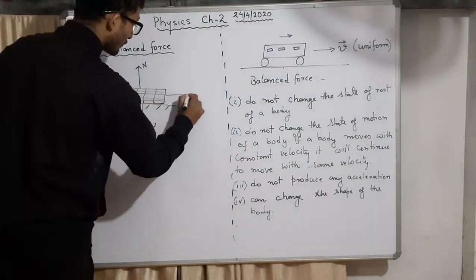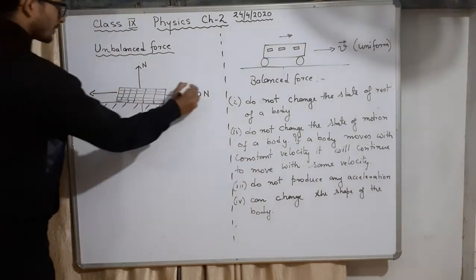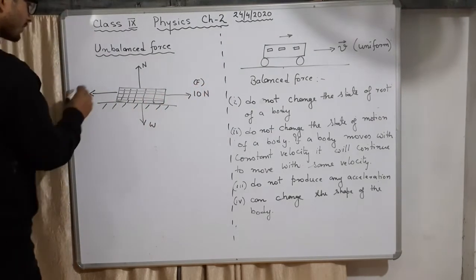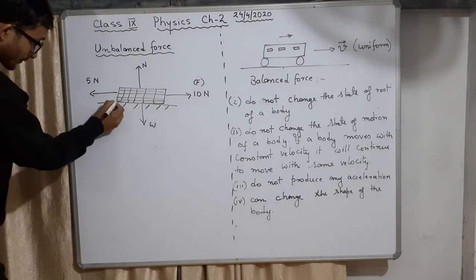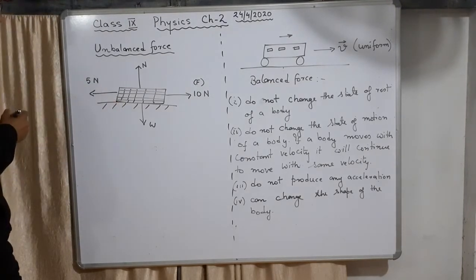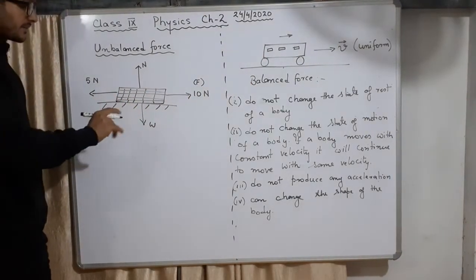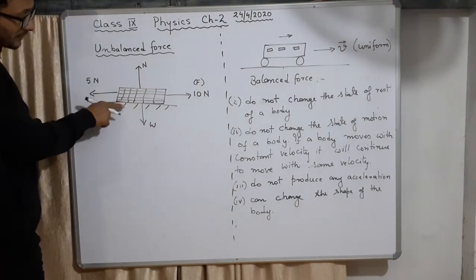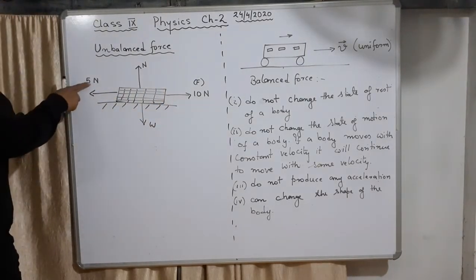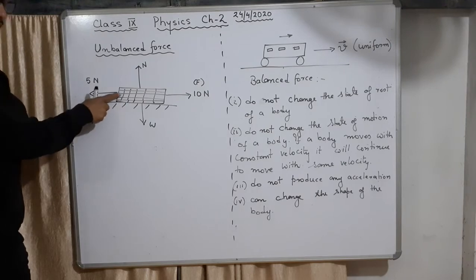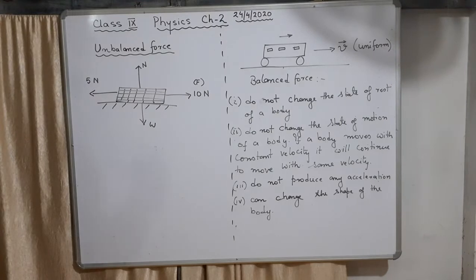Suppose we apply a force F of 10 Newton, and the frictional force is 5 Newton. Remember, the frictional force is between the book and the table. That means the book will move this way, right? Because the force I apply is more than the frictional force between the book and the table. This is a classic example of unbalanced force.